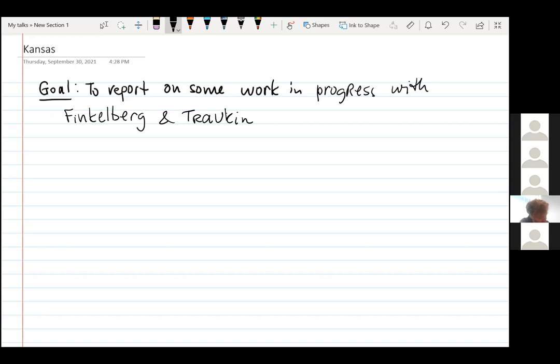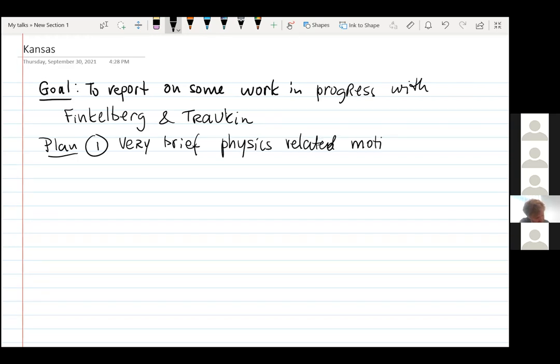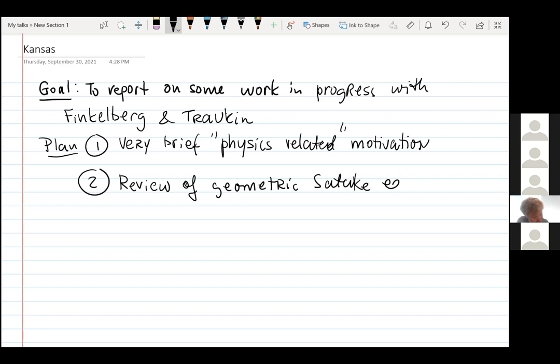So the plan will be the following. First of all, there will be some very brief physics related, put it in quotation marks, motivation. Second, and that will probably be a very big chunk of what I'm going to talk about, is a review of geometric Satake equivalence. And the main emphasis here will be that it will actually be derived geometric Satake.